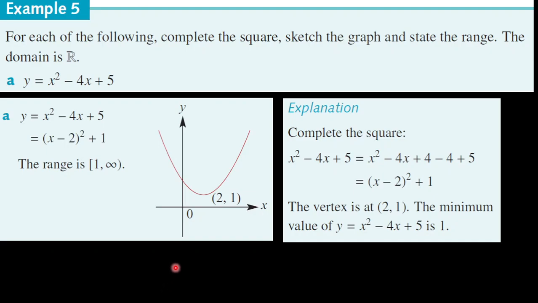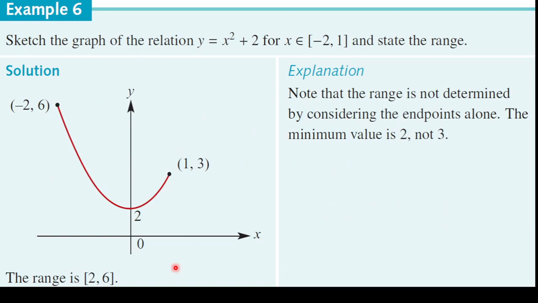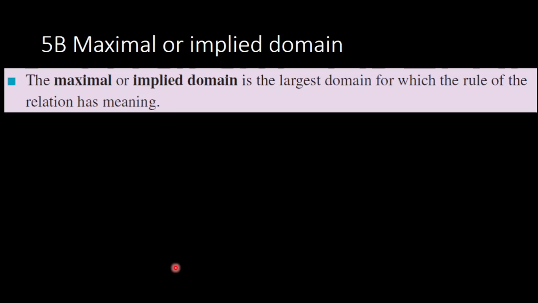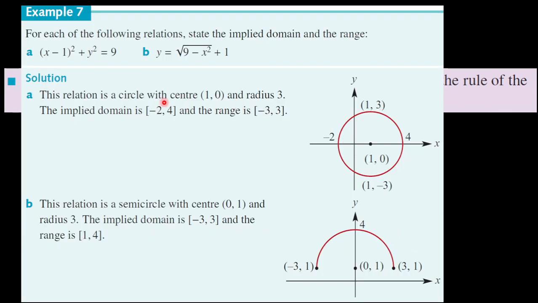But the last bit of 5b, similarly you have this example, but I just want to skip to that one. As a definition, the domain, which are the x values, the maximal or implied domain, is the largest domain for which the rule of the relation has meaning. So when you have that example, you have an equation of a relation of a circle, which you have here. You annotate your points. Your left point is -2, the right value is 4. The implied domain is -2 to 4.